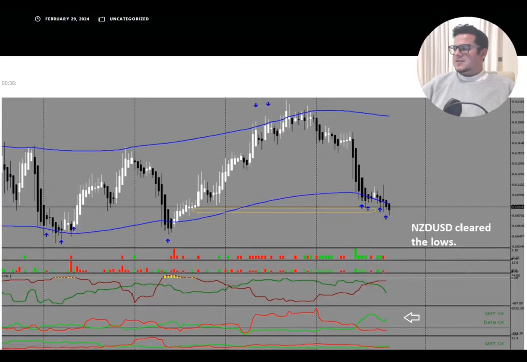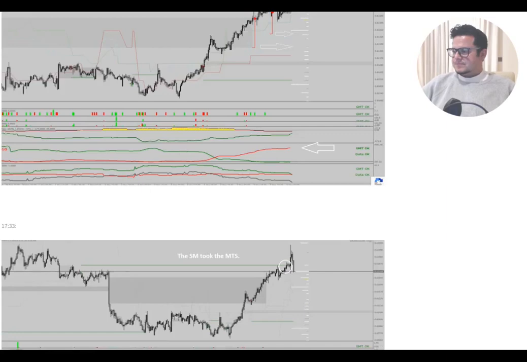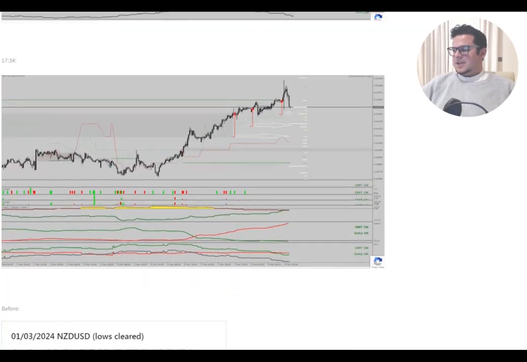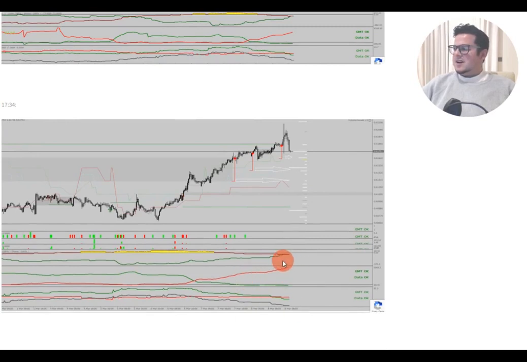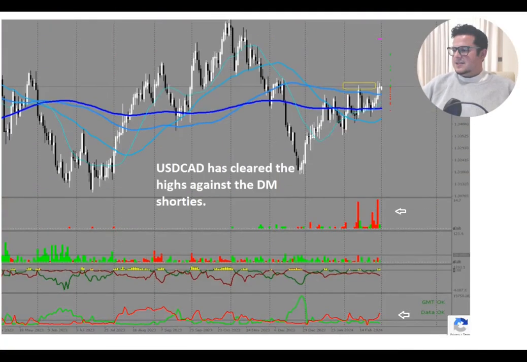Kiwi dollar, of course, a similar thing. So here also we had the MTS run to the upper stop, and also we had the option strike targets. So again, once the shorties are leaving the market, this could develop into a nice down move towards the OSTs next week. Nice one.